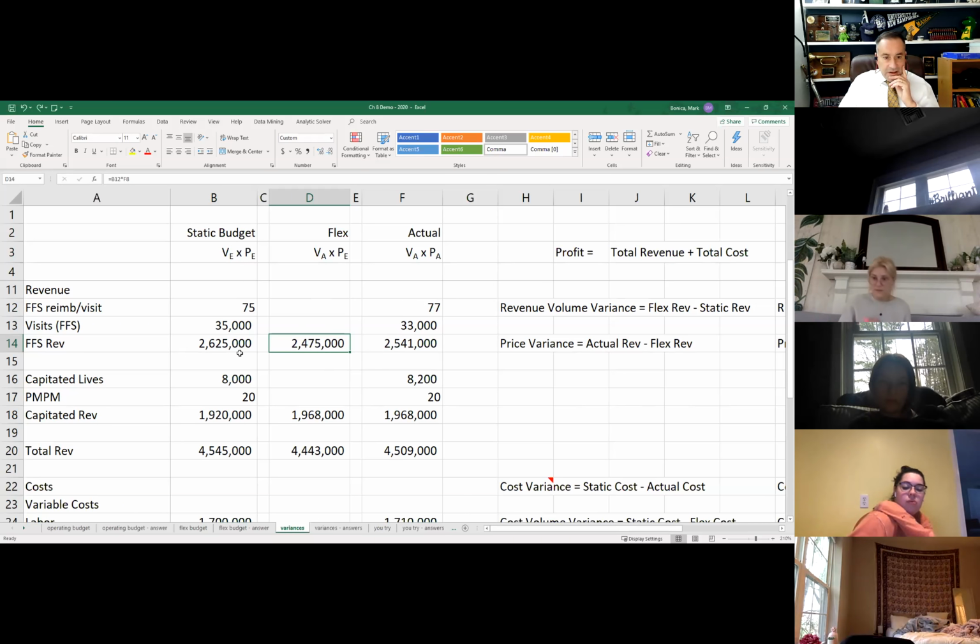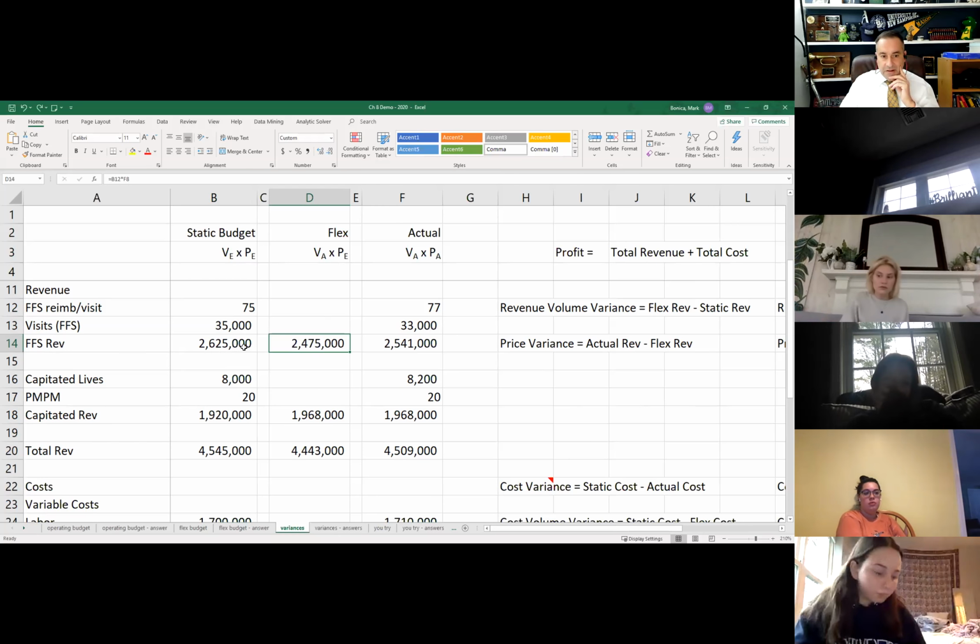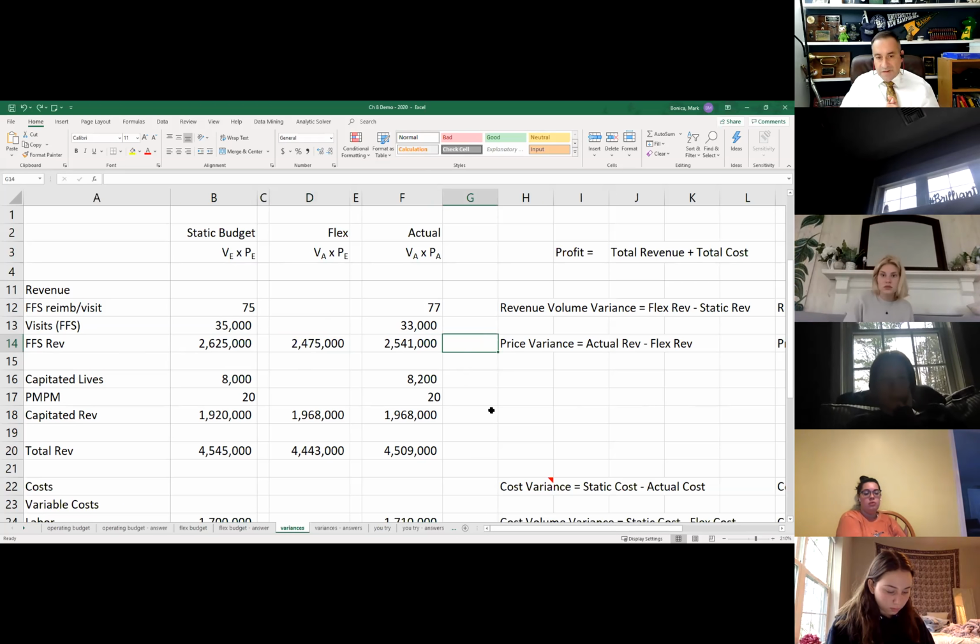So, for example, if I'm comparing my fee-for-service revenue to my flex revenue, I'm using the expected prices, right? And so the difference between these two numbers is a result of the difference between the expected volume and the actual volume. We know that our actual volume was lower than our expected volume, and that's consistent with the fact that our flex fee-for-service revenue is lower than our expected static revenue. And so we can quickly figure out the dollar impact on our fee-for-service revenue as a result of the change in volume, holding the price constant.